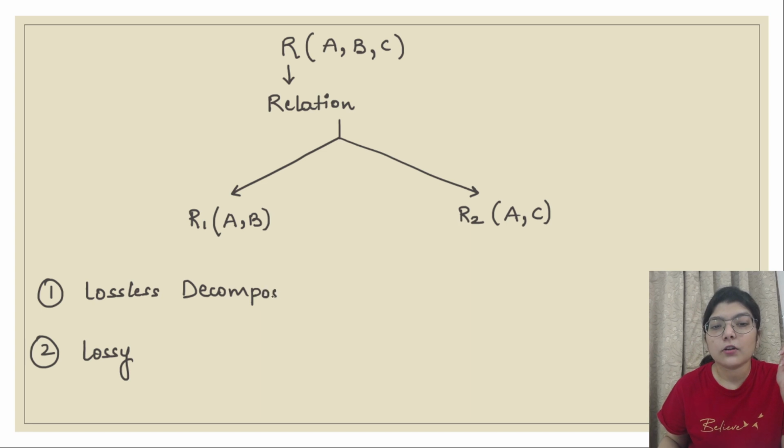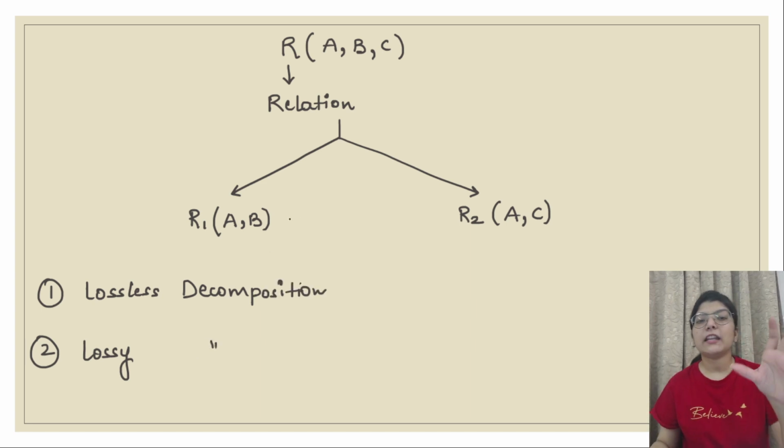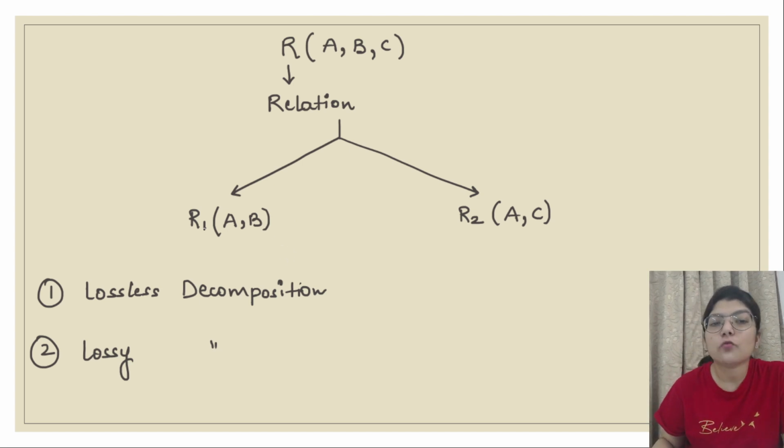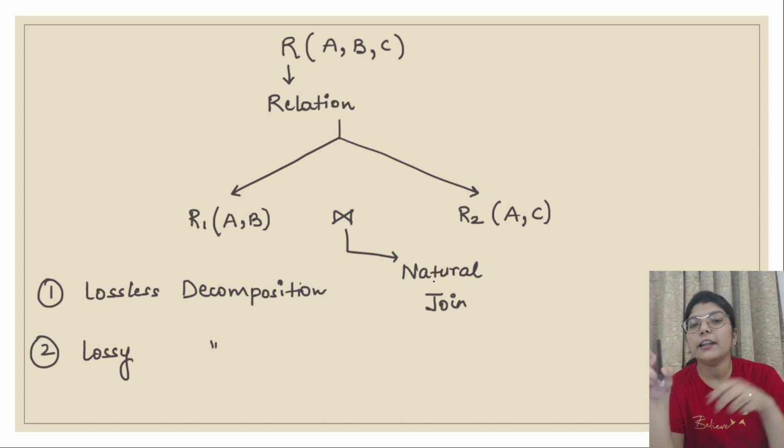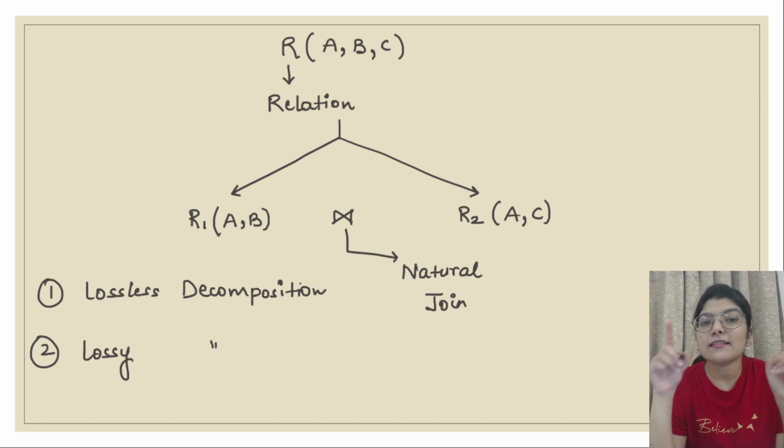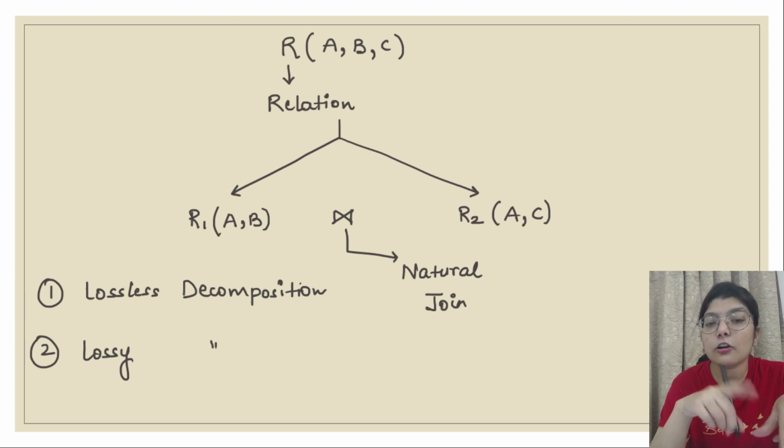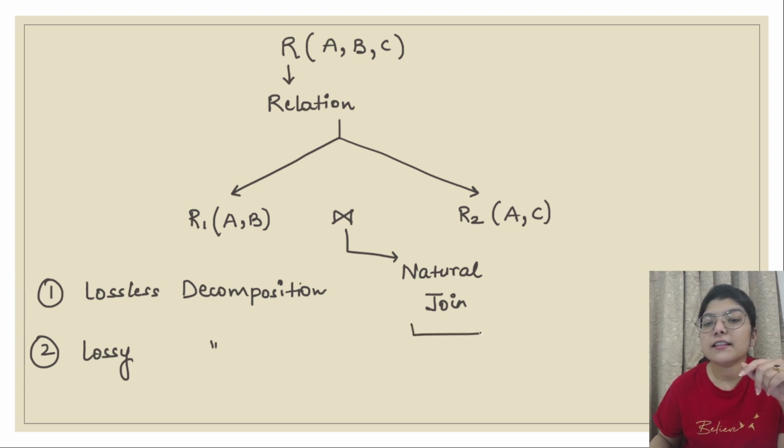Another thing to keep in mind: whenever we join, we always join the two sub relations on the basis of natural join. This is the symbol for natural join. So when you are trying to join the two sub relations R1 and R2 in order to check whether the decomposition is lossless or lossy, we will always perform this natural join.